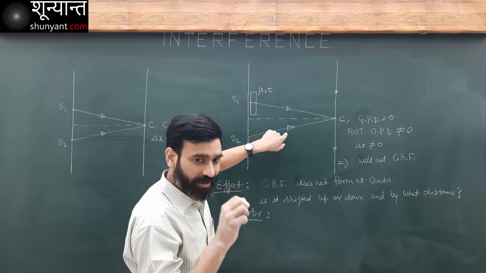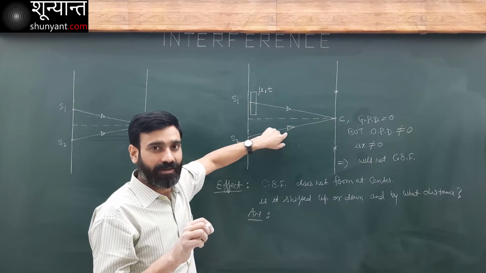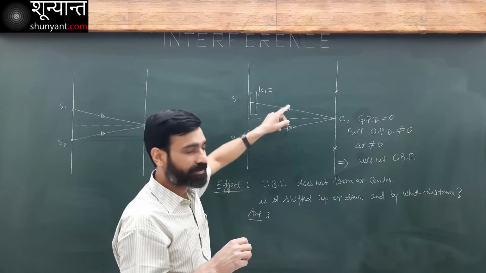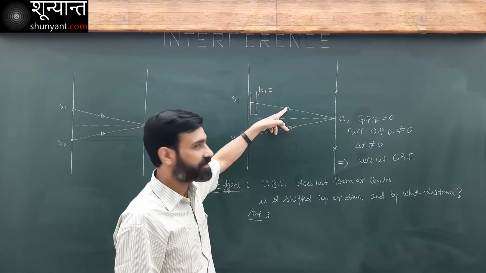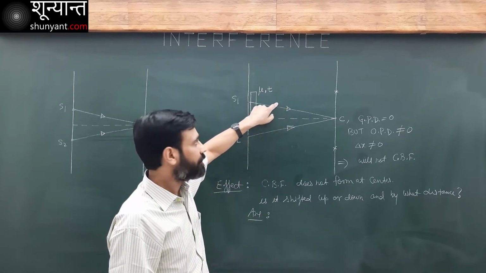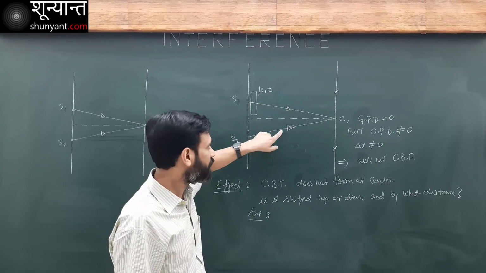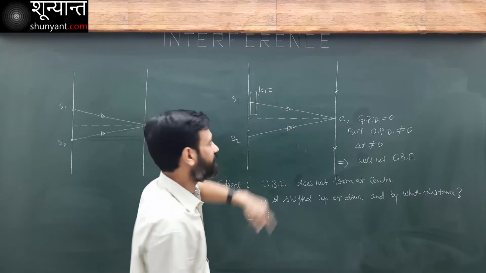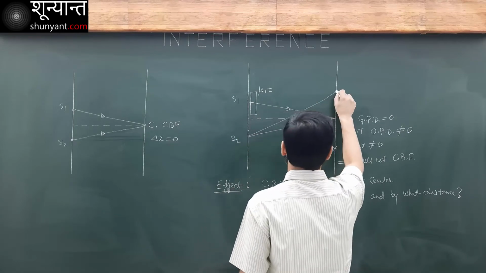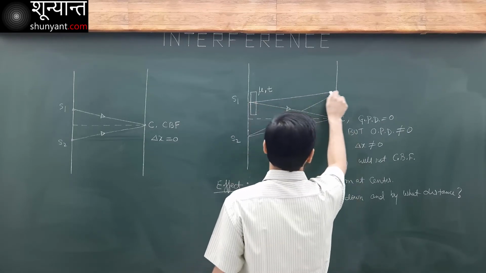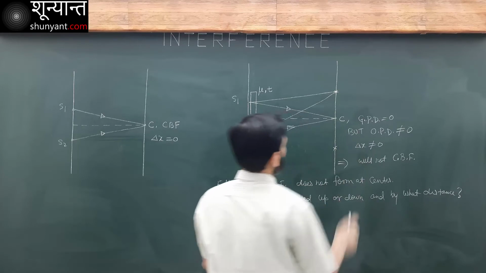Now, I want to locate the central bright fringe. In that case, the optical path of both must be the same. This is already more than this, so I need to increase this. That means that can happen only at a point above the center. Only here it can happen.